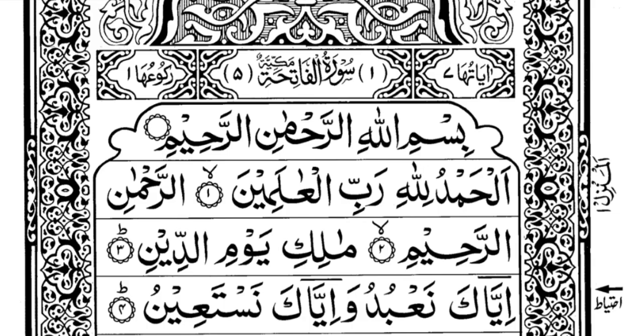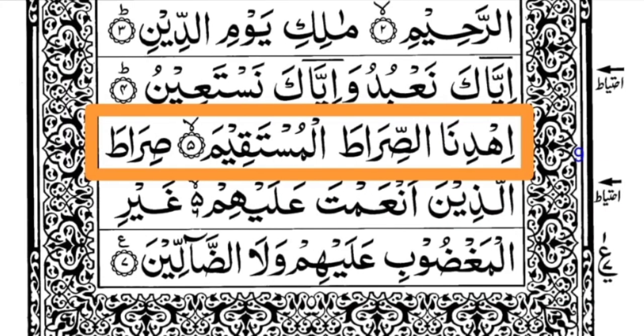Some people read iyyaka as iyyaka. So it's not iyyaka. You can see alif madda after ya. And you know alif madda is pronounced by stretching up to 2 harakat. So you have to say Iyyaka na'budu wa iyyaka nasta'in. Next ayat.